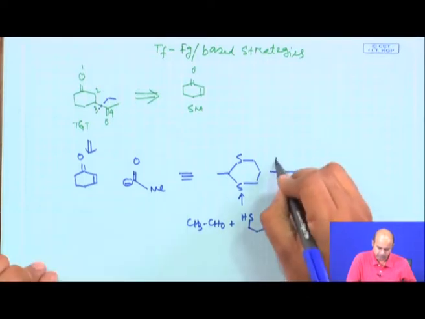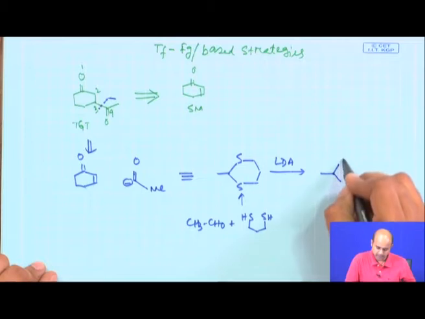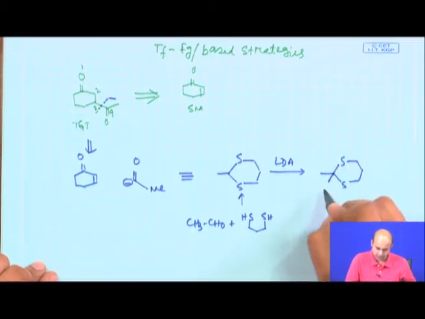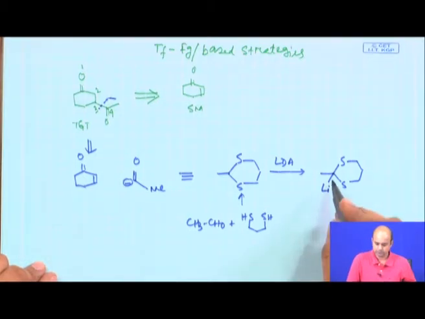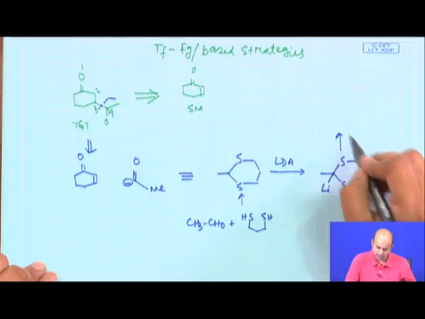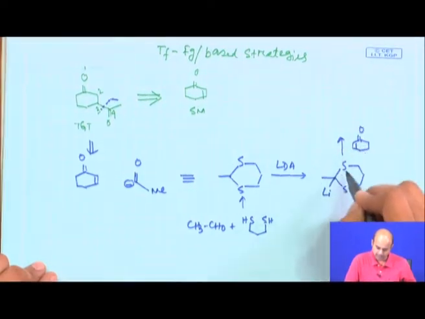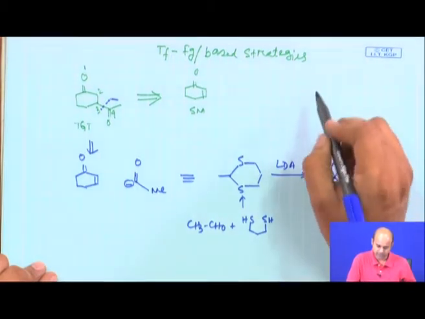Then you treat with LDA. So, what will LDA do? It will basically replace the other acidic hydrogen with a lithium. So, this lithium species is now active, acting as a nucleophile, and reacts with cyclohexenone, the starting material, in a 1,4 fashion.